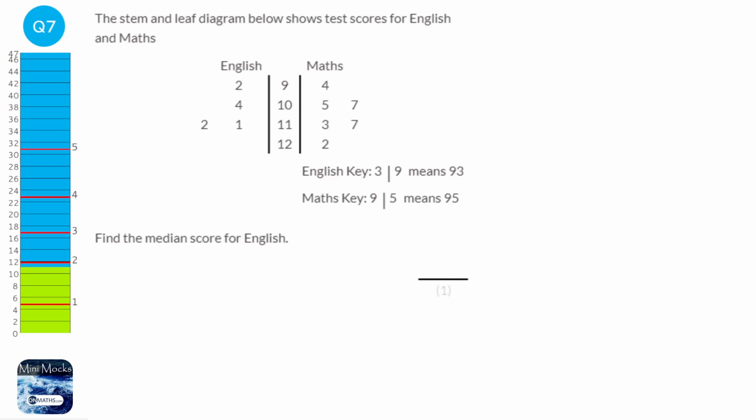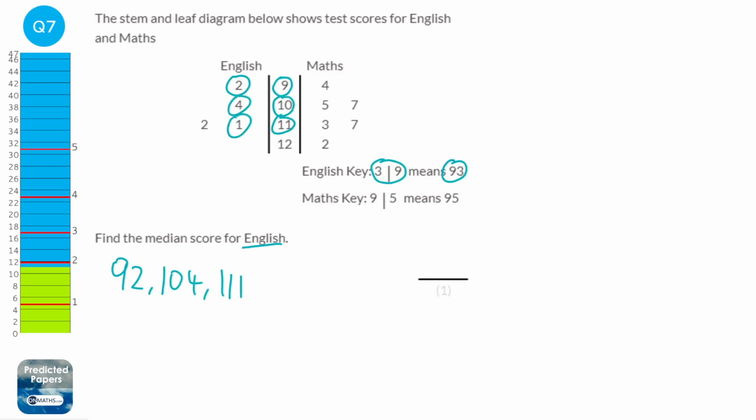So with a stem leaf diagram, the numbers in the middle often represent tens. They could be units. So we look at the key first of all, and we see that 3 line 9 means 93. So the numbers in the middle are going to represent 10. So this is a 90. Now we're looking for English, so this will be 92. So our first number will be 92. Then this will be 10 tens and a 4. So it would be 104. 11 tens and 1, so 111, and then 11 tens and 2.